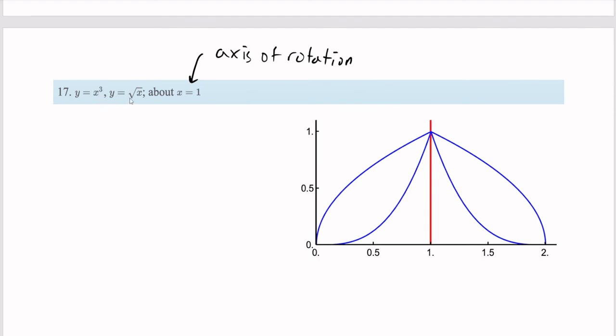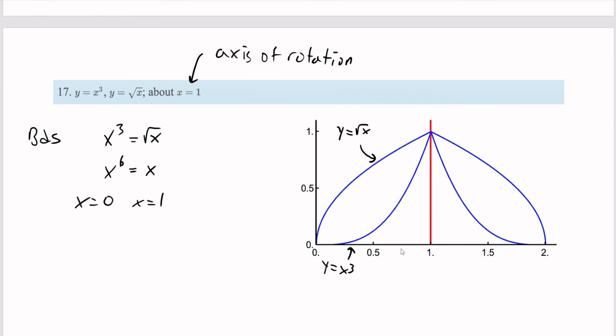Well, just start it off like regular. Graph these two functions. So I've got y equals x cubed, which is here, and then I've got y equals root x, right here. What are my bounds going to be? We can always start there. That's x cubed equals root x. You can square both sides: x to the 6th equals x. This is true when x is 0 or 1. So x is 0, x is 1. Not bad. Then we have to think about the picture here.